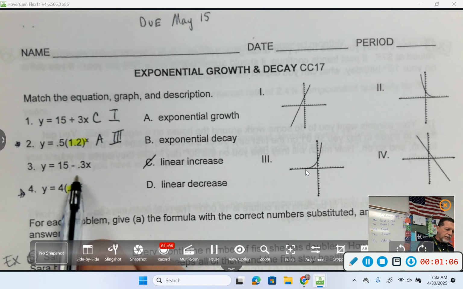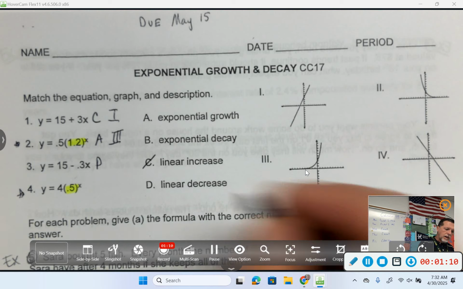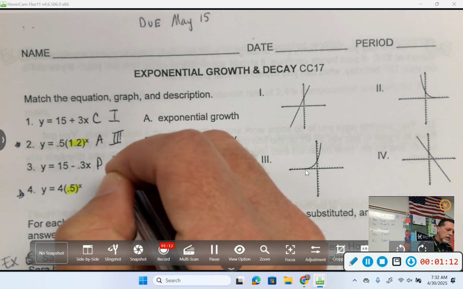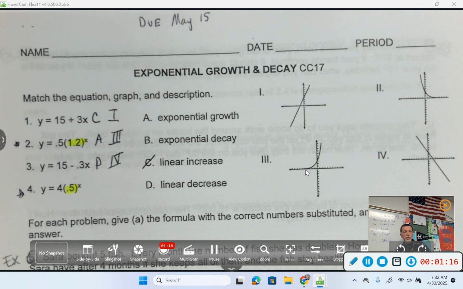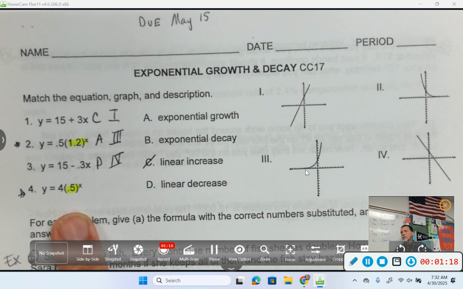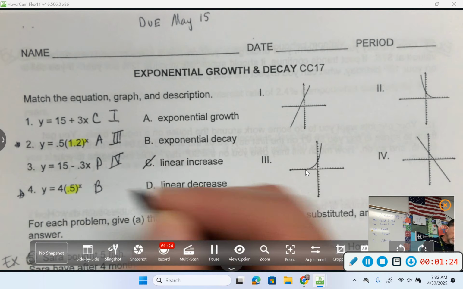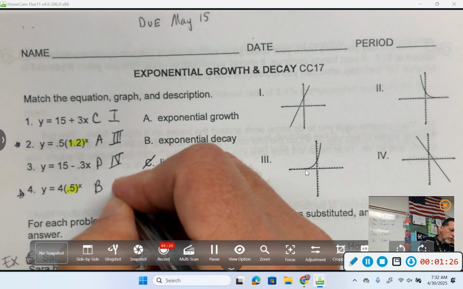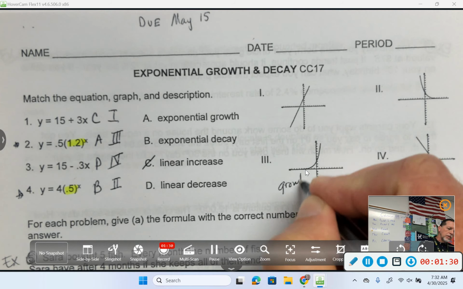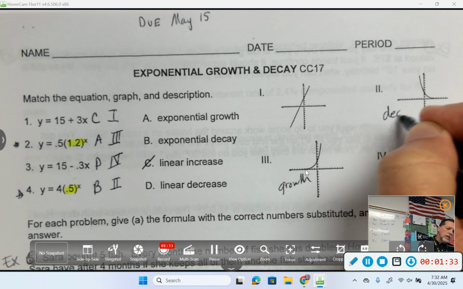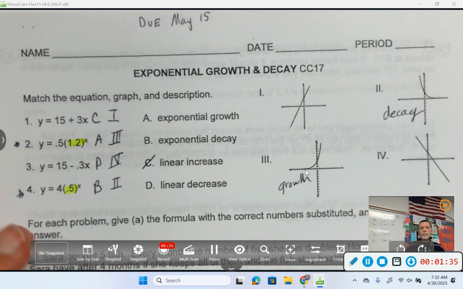Number 3, we're back to a line, so that would be linear decrease, and that would be 4. And then lastly, number 4, the multiplier is 0.5, so we're going to be multiplying by 0.5 a bunch of times, so that will be decaying. That will be B, which is 2. Maybe we should label those on there. So growth and decay.